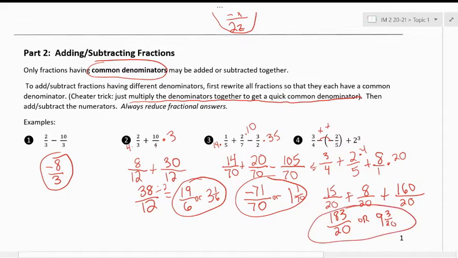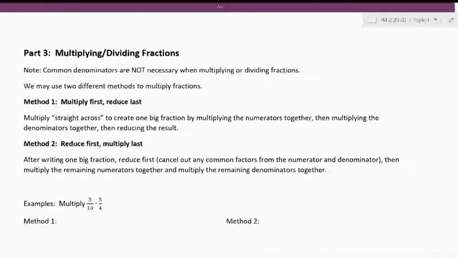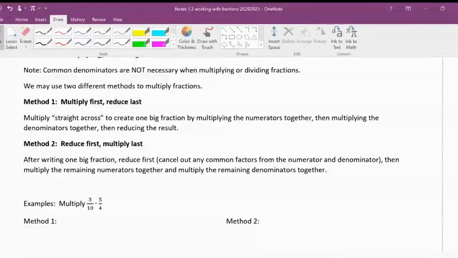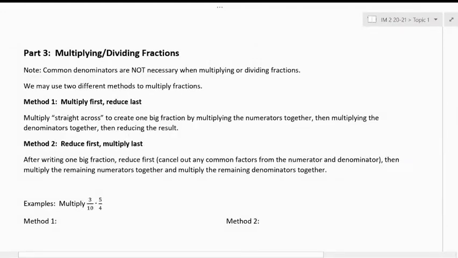Again, both of those are fine. Hopefully adding and subtracting is pretty straightforward. Got to find that common denominator. Now, when we go to the back page here, get a different color, so a little bit more dynamic and colorful.